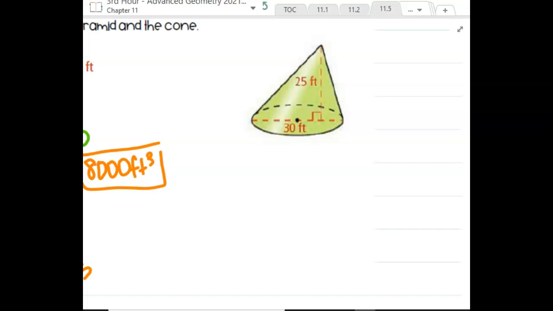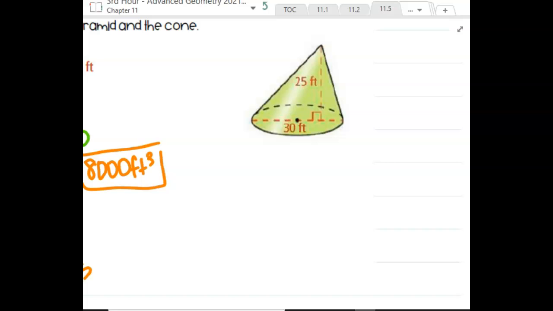Cavalieri's principle works for prisms and cylinders. It also works for cones and for pyramids. Keep these words separate here. So, although this is an oblique cone, I can still use the same formula.